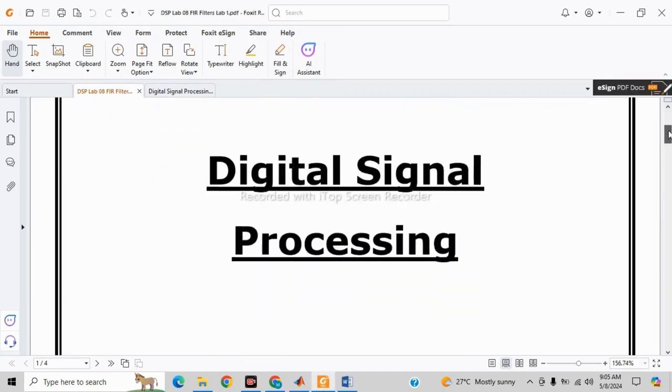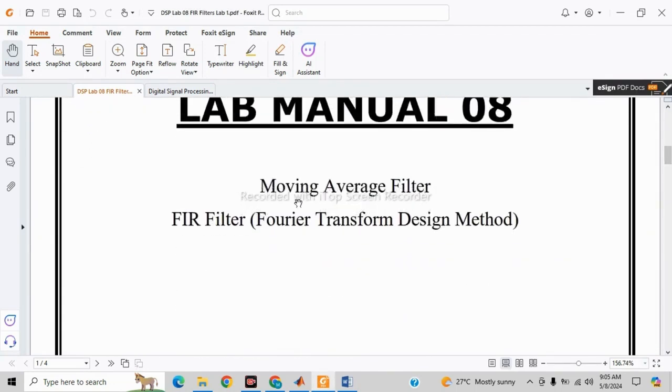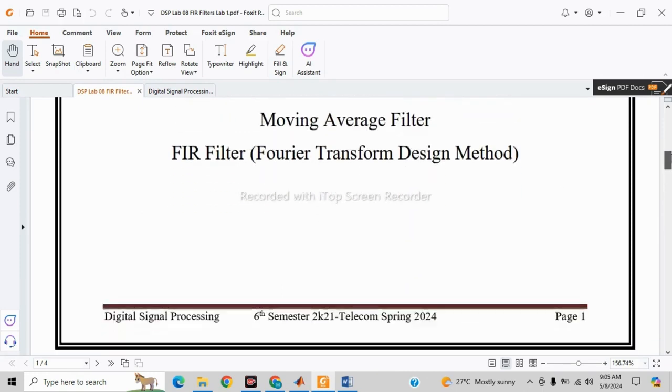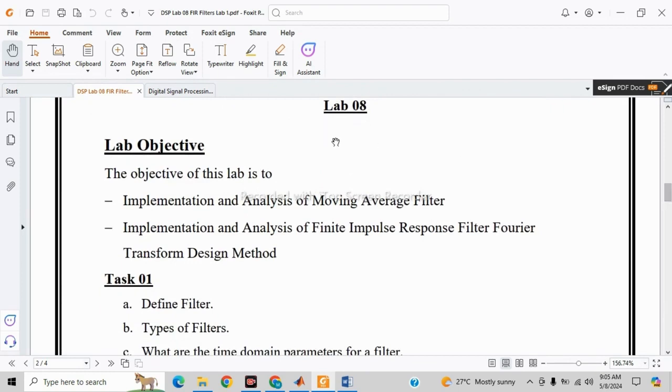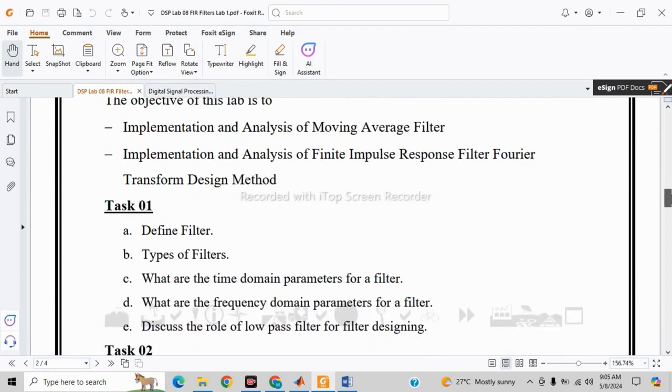So today the DSP lab is on the moving average filter and the FIR filter using the Fourier transform design method. The objective of this lab is the implementation and analysis of the moving average filter, and the implementation and analysis of the finite impulse response filter using the Fourier transform design method.